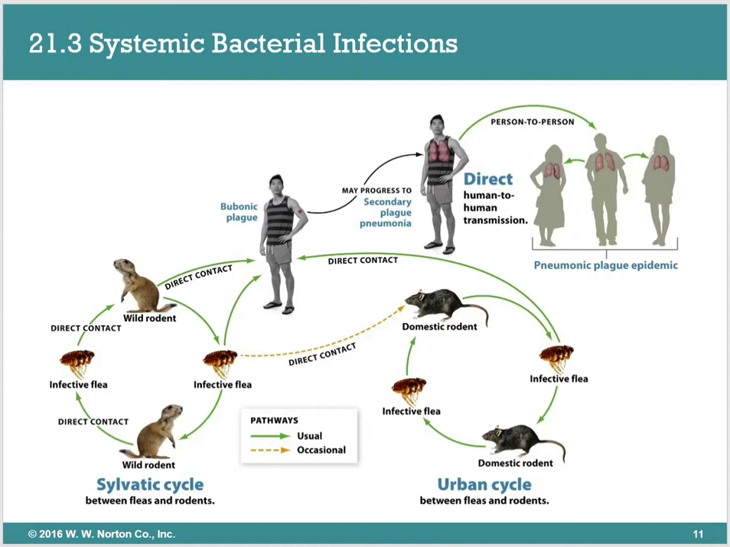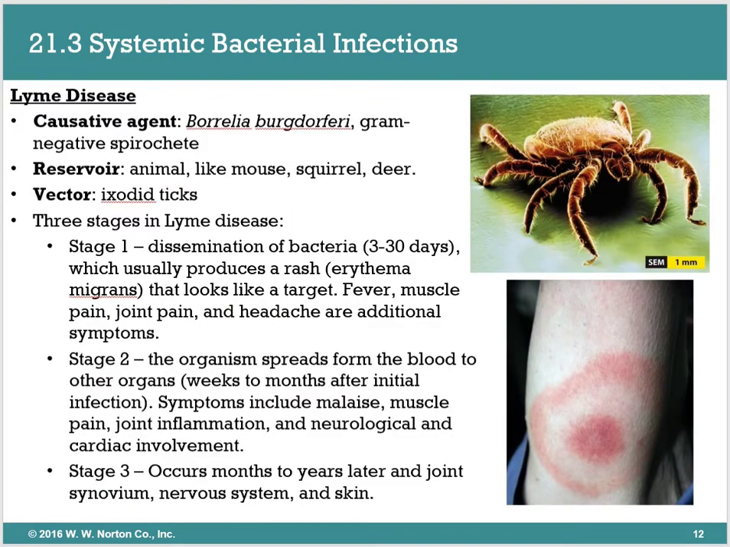Okay, so with that, let's go ahead and talk about Lyme disease. So Lyme disease is also caused by a bacteria. It's caused by a gram-negative, and the reservoir is mice, squirrels, deer, but the actual vector is ticks. And there's 3 stages to Lyme disease. So what will happen is that you'll be exposed to it, you'll get a tick bite, and then the bacteria will disseminate throughout the body, normally causing a rash. And it has a hallmark rash.